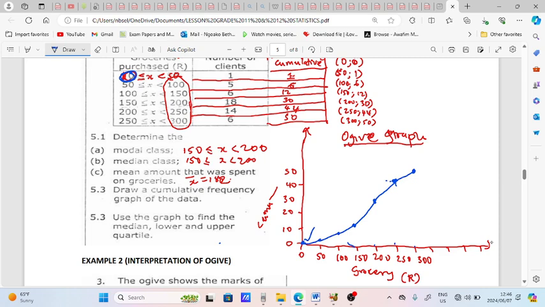So remember that is minus 1 mark. Then after that, of course, 3 points collected, and then the last 1 point, then you get your tick. That's how we mark this cumulative graph.